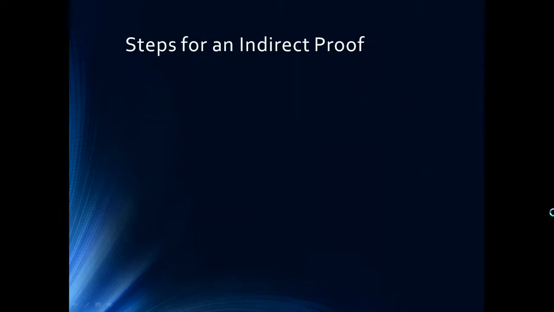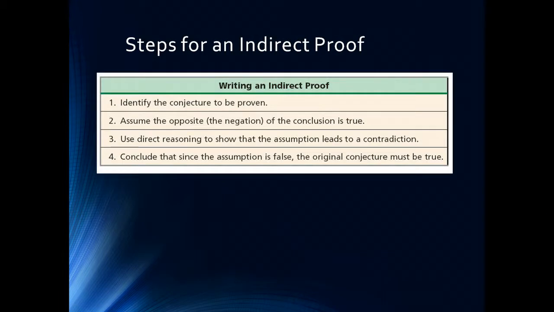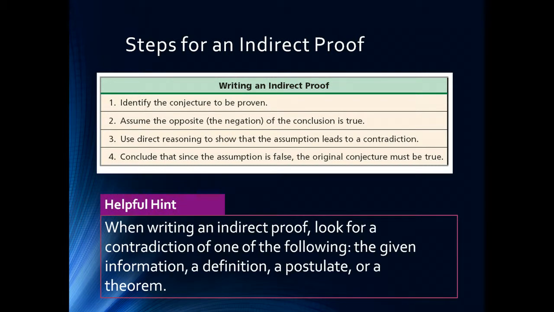So the steps for an indirect proof are, first of all, you want to identify the conjecture to be proven. Number two, you would assume the opposite or the negation of that conclusion. Number three, you use direct reasoning to show that the assumption leads to a contradiction. And number four, you'll conclude that since the assumption is false, the original conjecture must be true. Something to remember is that when writing an indirect proof, we want to look for a contradiction of one of the following: the given information, a definition, a postulate, or a theorem.